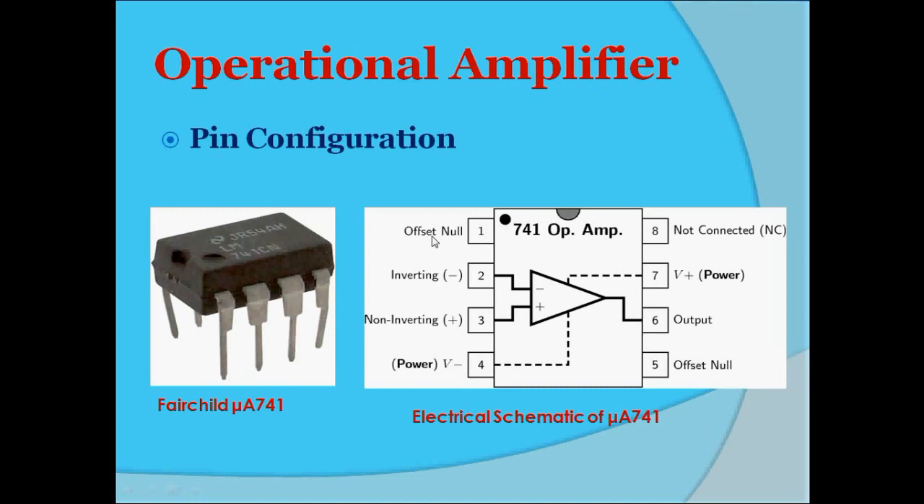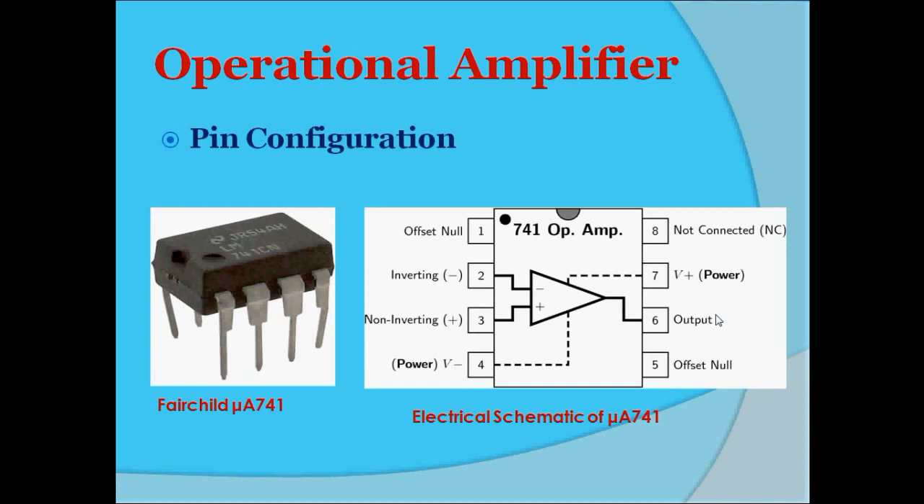Pin number 1 is offset null. Pin number 2 is the inverting input terminal, with a negative sign as shown here. Pin number 3 is the non-inverting input terminal. Pin number 4 is where we provide the minus power supply. Pin number 5 is again offset null. Pin number 6 is where we collect the output voltage. Pin number 7 is where we provide the plus power supply, and pin number 8 is not connected anywhere. So this is the 8 pin configuration.